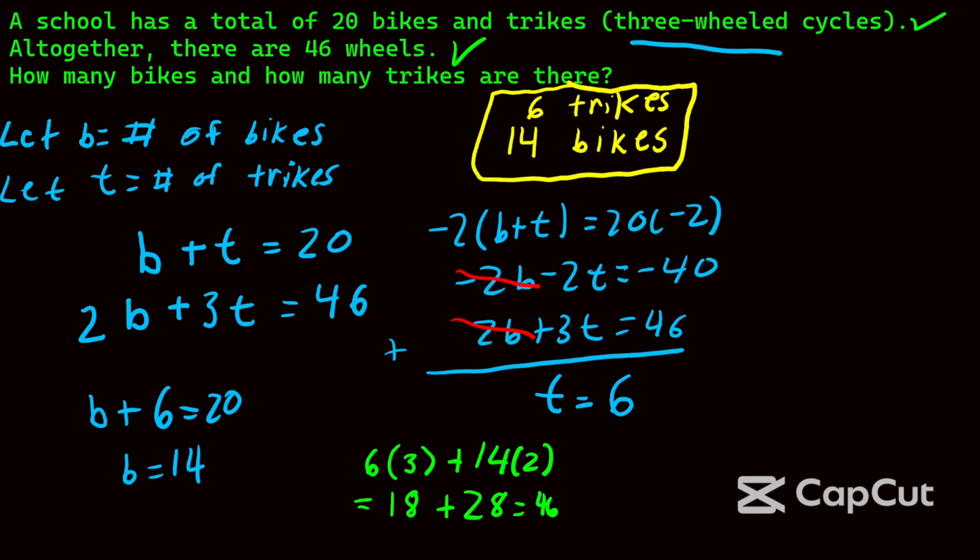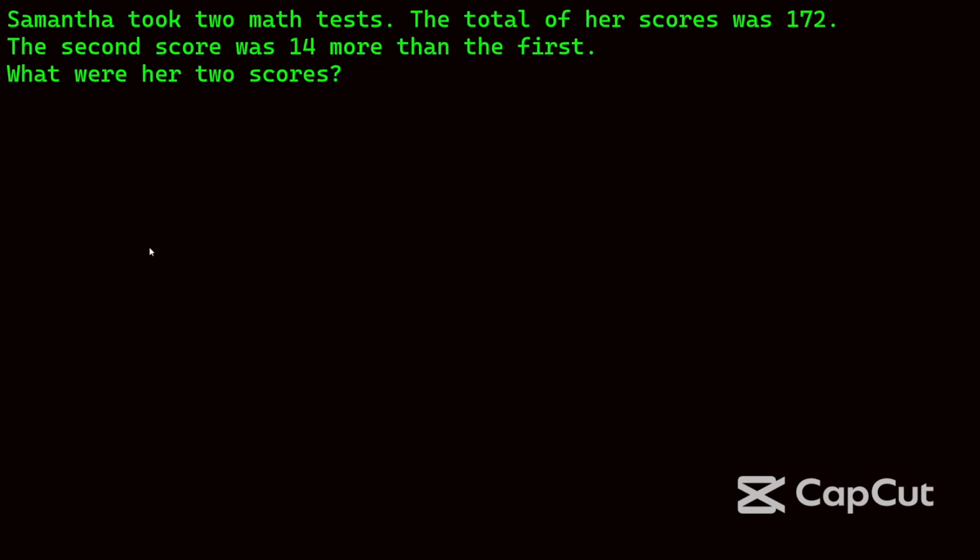Let's move on to the next one. Okay. Next one. Samantha took 2 math tests. The total of her scores was 172. The second score was 14 more than the first. What were her 2 scores?